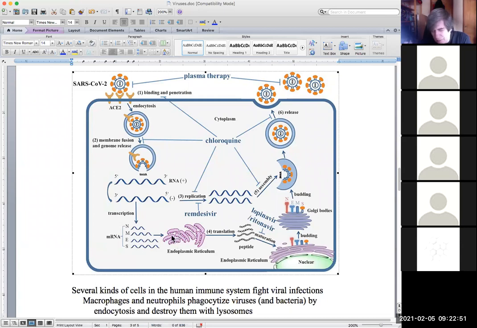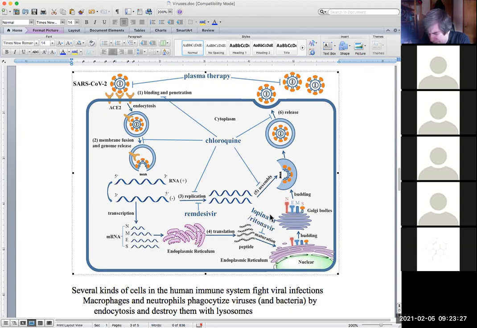Now, again, remember what I said, the virus can't do this without the cell. So these pieces of messenger RNA that get made from the negative strand of RNA up here are transferred to ribosomes on the rough endoplasmic reticulum. And those ribosomes carry out translation and use the information on this messenger RNA to make the proteins that are found in the virus.